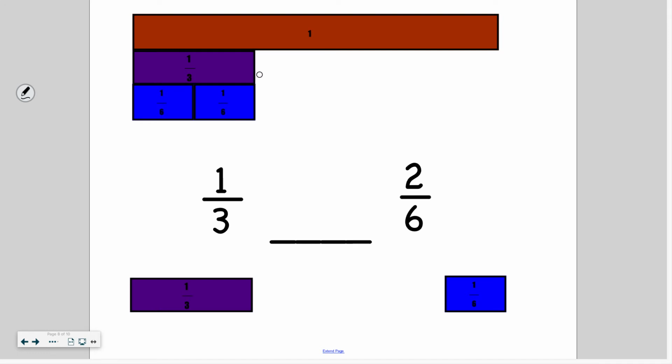So I see these are exactly equal. They're both less than a whole, but they're equal. They line up evenly. So 1/3 is equal to 2/6.